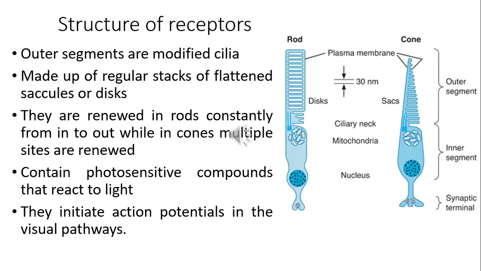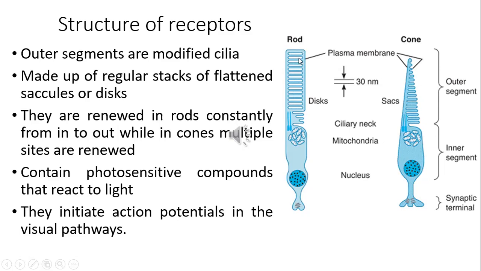Okay, now structures of receptors. So the structures of receptors, as you can see, that's what we're talking about over and over again. Now the outer segments are modified cilia. When you look at the shape of the outer segment on both cones and rods, it looks like a comb. For ladies, I think they have seen a comb which looks like this. So this is an example of the cones.